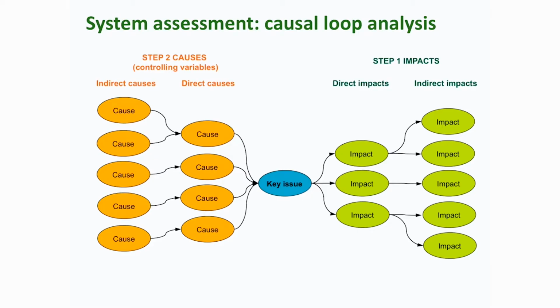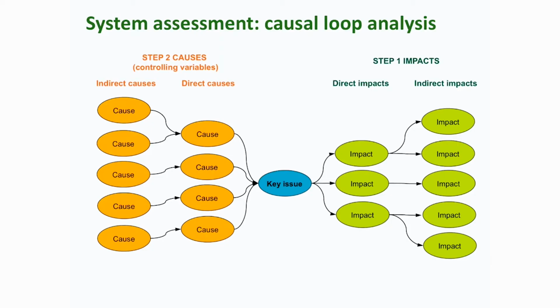Assessment. So step one, after you've identified your issue, is to identify what is your impact of that key issue. And you would identify both your direct impacts and your indirect impacts. And as you can see, it fans out and it becomes greater, the impact, because of the indirect impacts. Then what we want you to do is identify the causes of the issue.